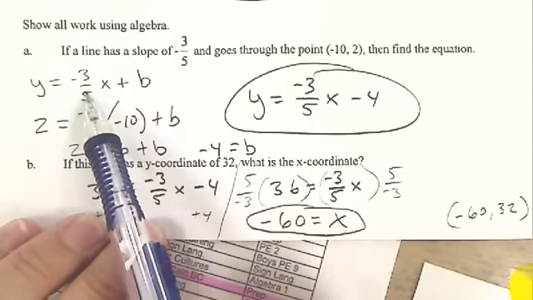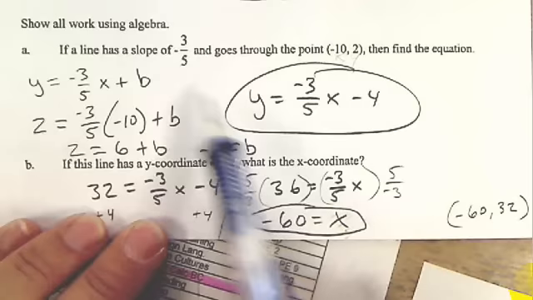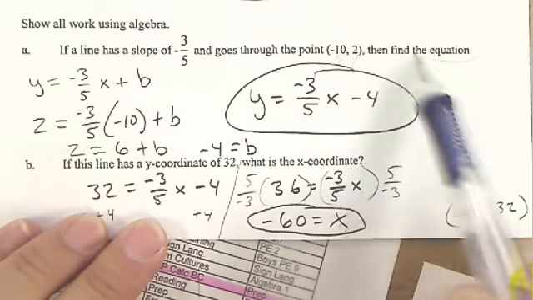I know the slope. Boom. Plug it right in. I know a point. There's an x and a y. Plug it in, and then solve, and you get your y-intercept. And you have your equation then. Remember, you find an equation.